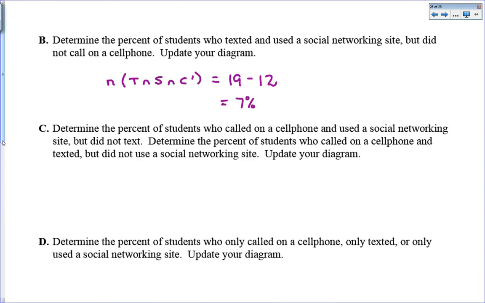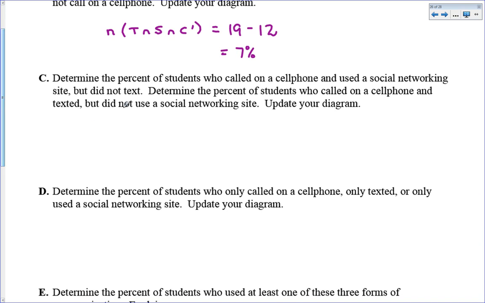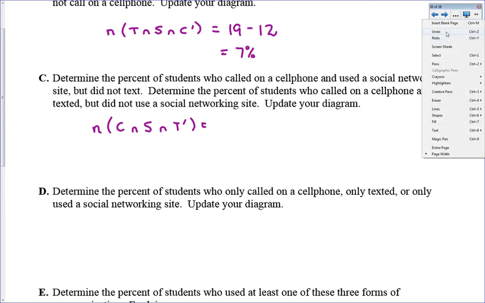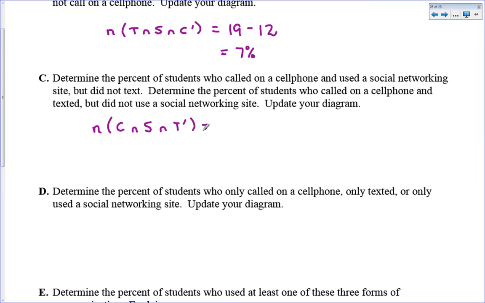Determine the percentage of students who called on a cell phone and used a social networking site but did not text. So same thing as before. We want cell phone and social networking but not texting. So cell phone and social networking is 18 minus 7. That looks nice. So that equals 11.